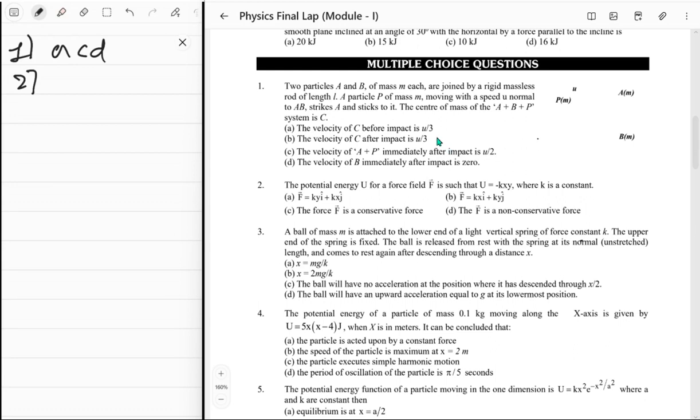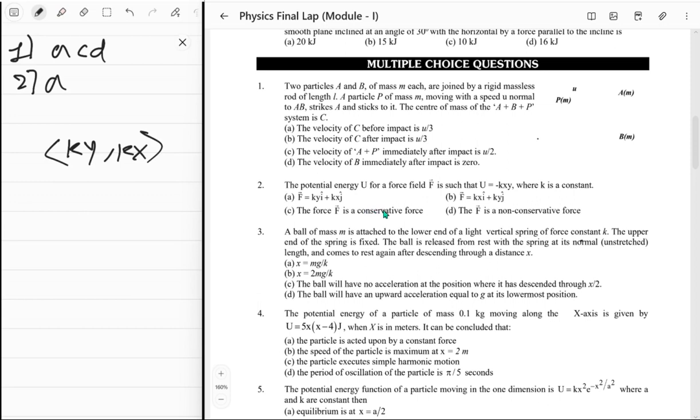Second, the potential energy U for a force field F is such that U is equal to negative kxy, where k is a constant. You want the force, of course. U is given, so negative of U is just kxy. Its partial with respect to x is k times y, and with respect to y is k times x. So this is our force, ky i hat plus kx j hat. So A is the answer.